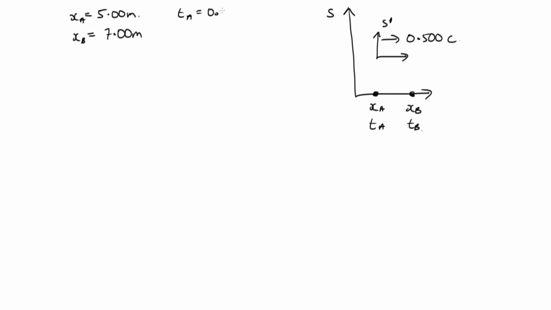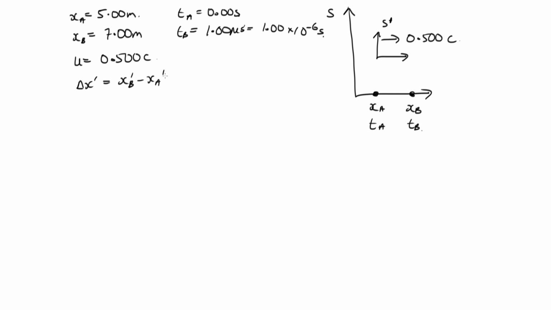TA happens at 0 seconds. TB happens at 1 microsecond, which is 1 times 10 to the minus 6 seconds, and the speed is equal to 0.500c. And we're asked to calculate the distance between these two events in this primed frame here. So this is going to be equal to xb prime minus xa prime.